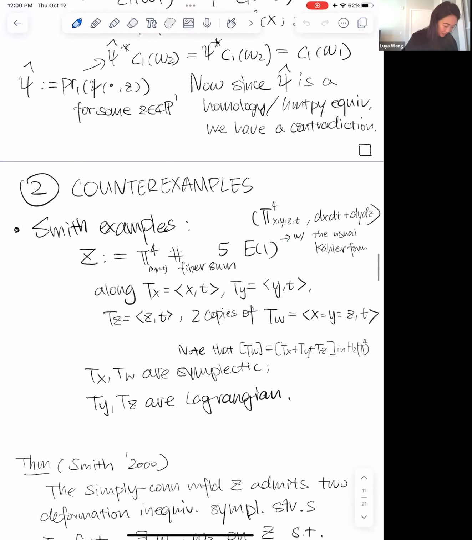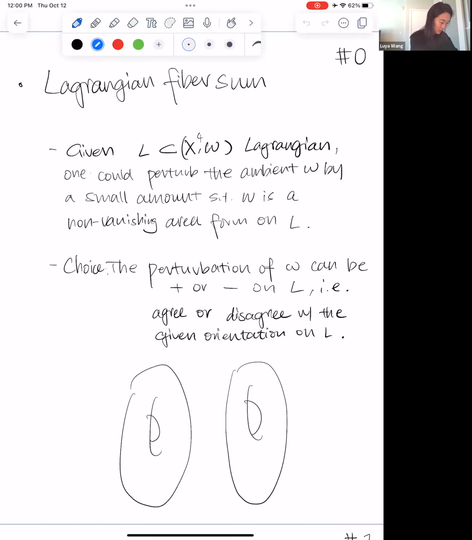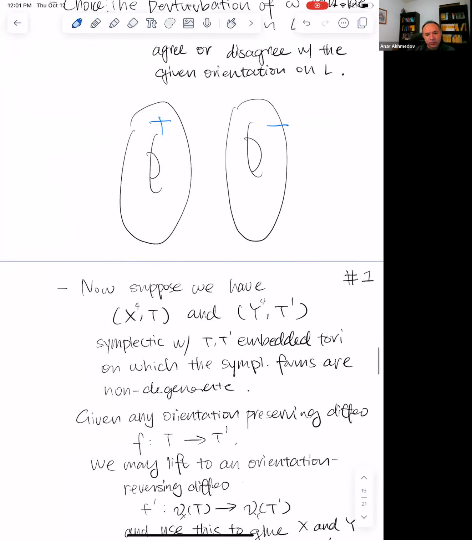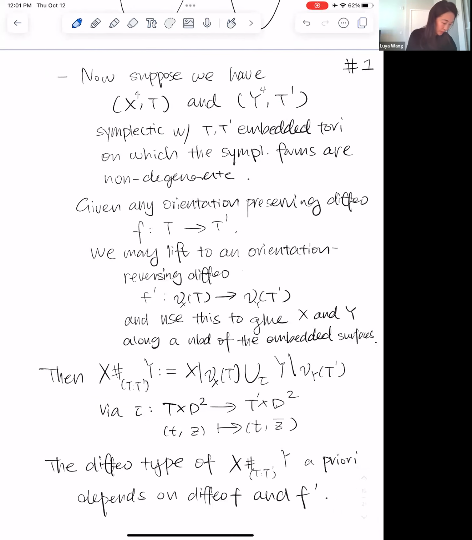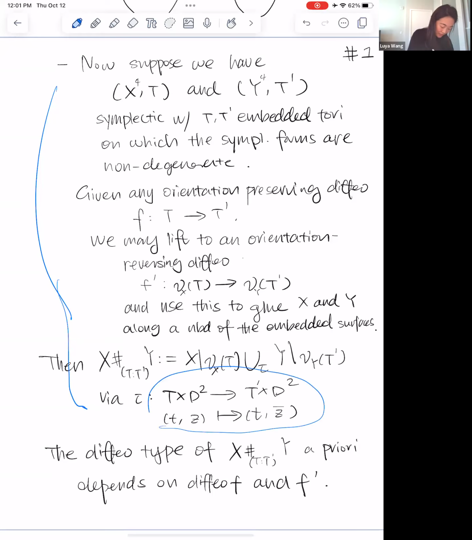Sorry to be scrolling. So his argument is that, let me just go from the start. Given a Lagrangian L, as I said, one could perturb the ambient omega by a small amount. So omega is a non-vanishing area form on L, and this perturbation can either be positive or negative, agreeing or disagreeing. Now suppose, this is just the usual fiber sum. Maybe I will skip this: you can identify the neighborhood of the T2.